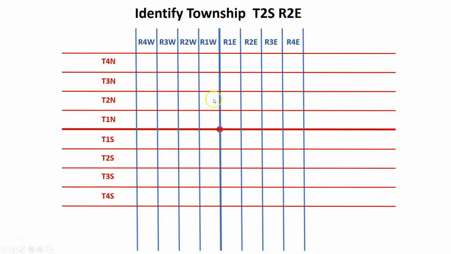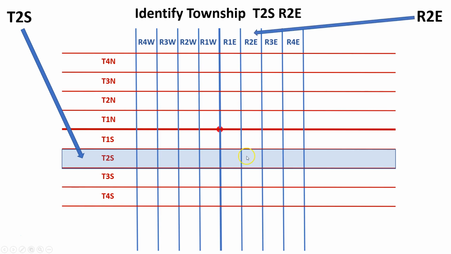So we're back to where we were there. If we wanted to identify a township, township 2 south and range 2 east, what we'd have to do first of all is identify the township 2 south strip, and here it is down here. So we will be somewhere on this line, and then the range 2 east strip, which is this strip here, and therefore we have identified this particular 6 mile square as township 2 south and range 2 east.